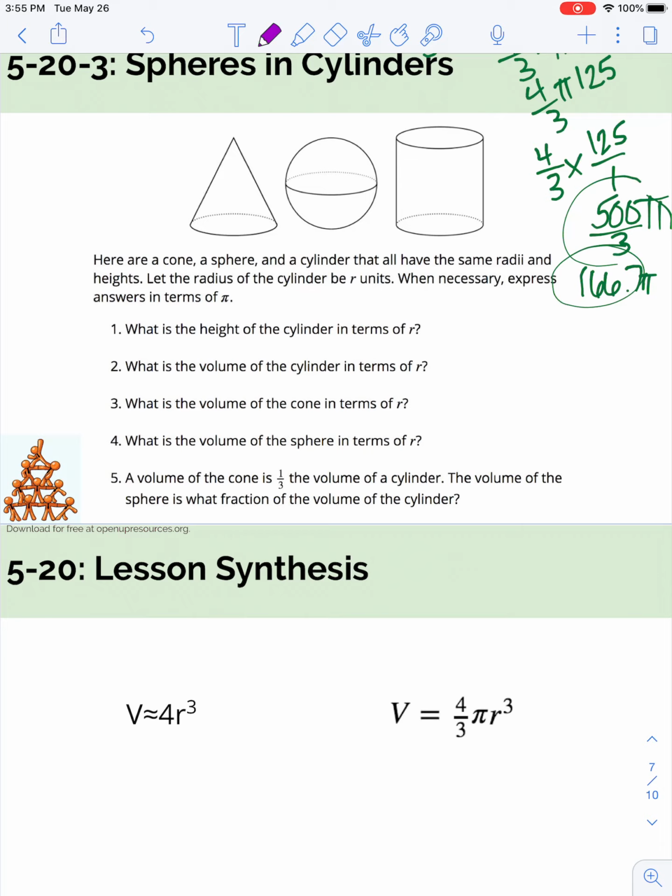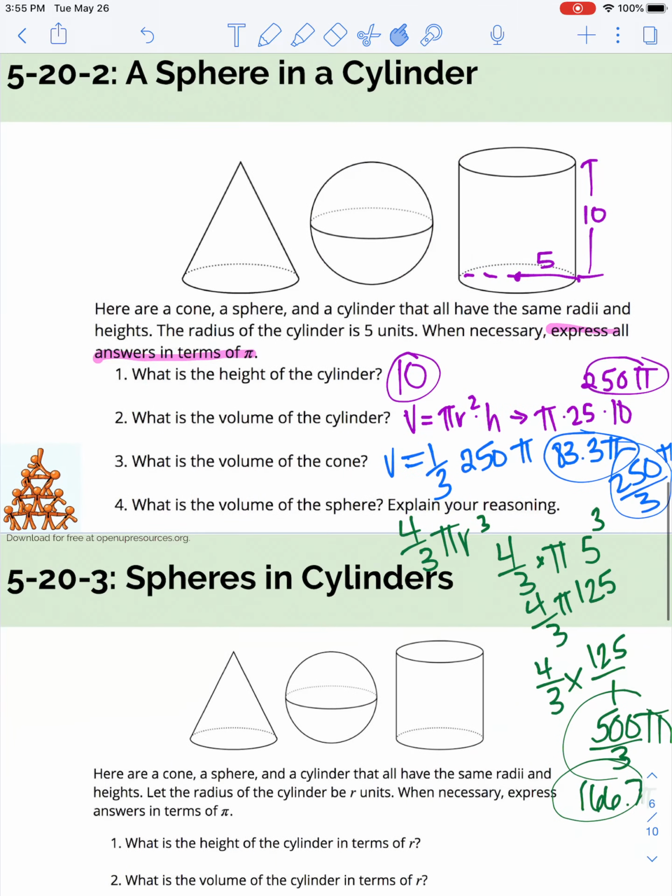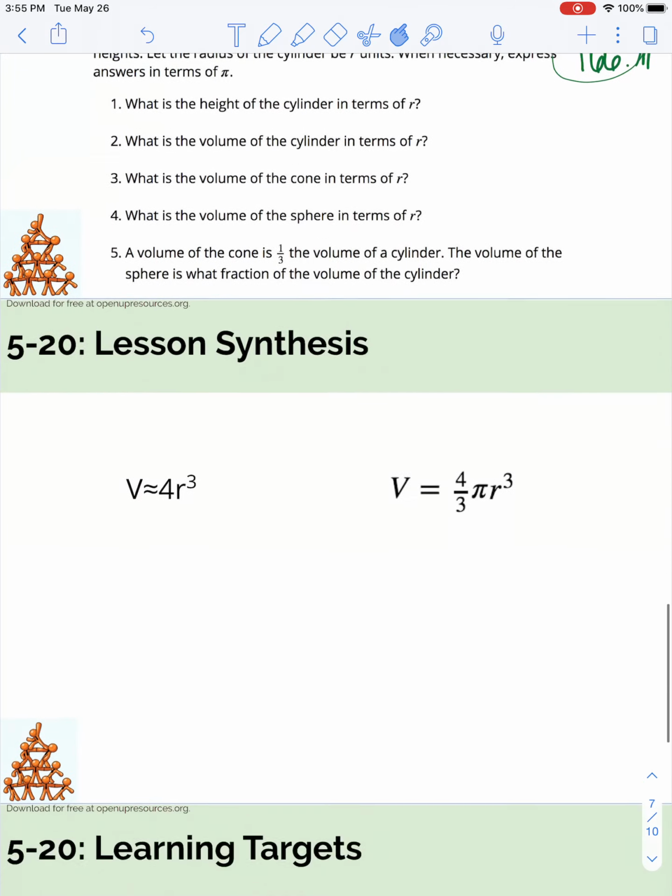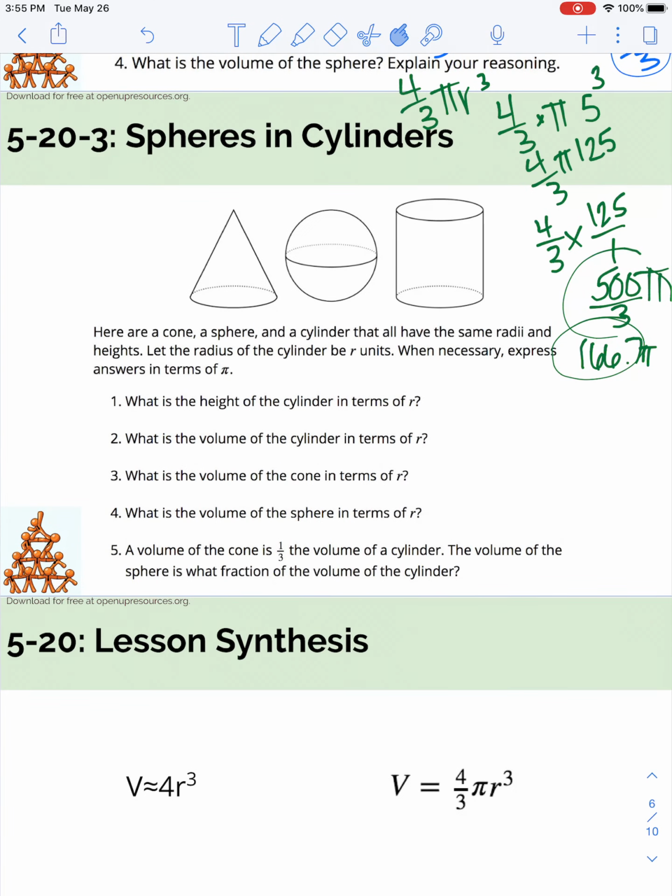So they give you a cone, a cylinder, and a sphere. So what is the height of the cylinder in terms of r? So if you remember from this problem, I told you guys that the height was the diameter, right? Diameter is 2 of the radius. So this is 2r, right? 2 radiuses is the height. Yeah, so that's another way to write it.